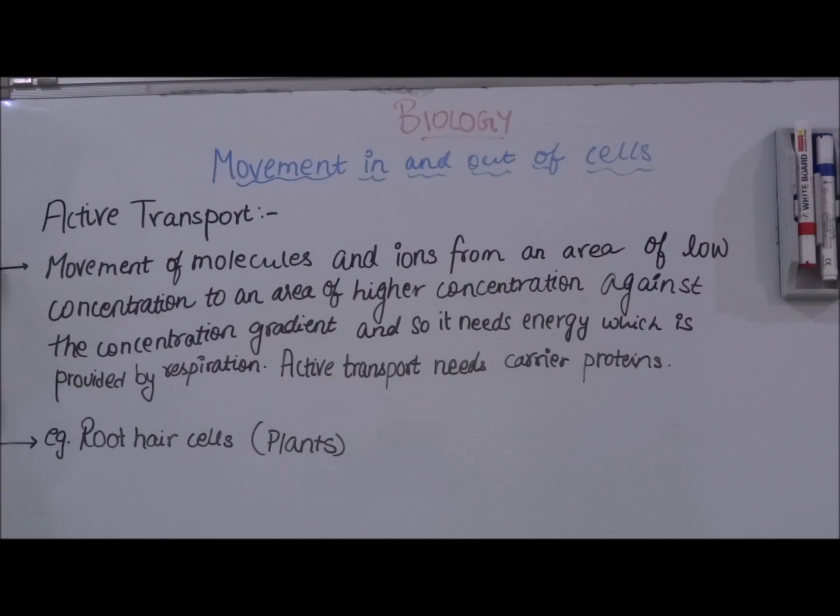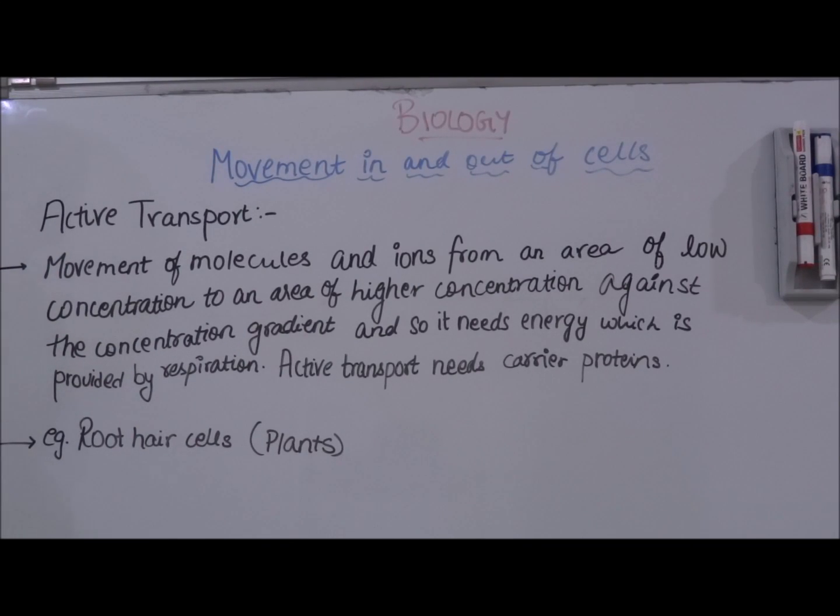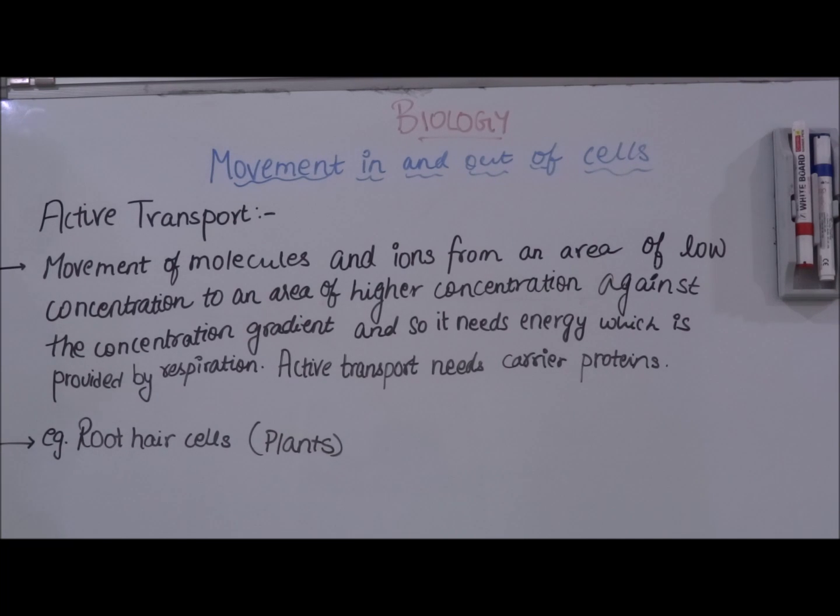Active transport. Active transport is the movement of molecules and ions from an area of low concentration to an area of higher concentration against the concentration gradient, and so it needs energy which is provided by respiration. Active transport needs carrier proteins. Now, active transport is basically the opposite of diffusion and osmosis.